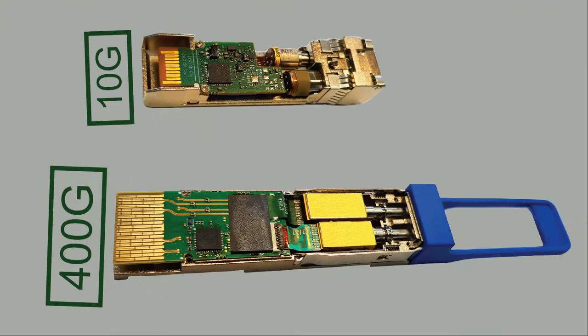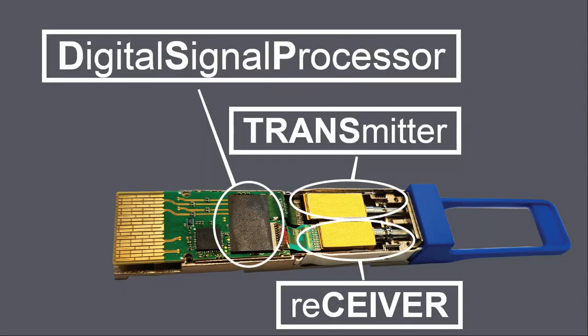So first of all, here's a comparison. What you see up there is a 10 gigabit SFP plus, and below I opened up a 400 gigabit QSFP-DD for you. The components I want to show today are especially the transmitter and receiver part, the golden boxes, and that's also where the artificial word transceiver comes from. When you combine transmit and receive, you get transceiver.